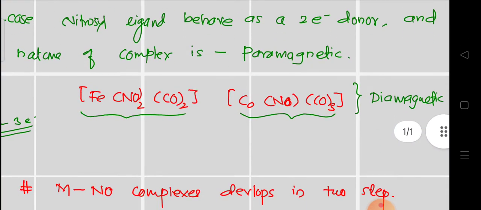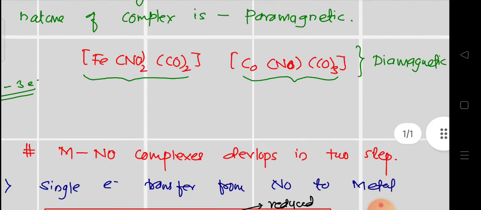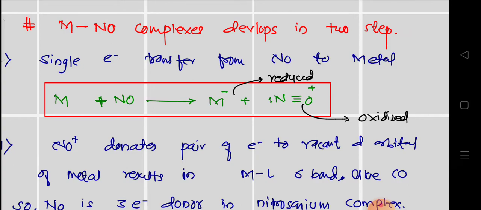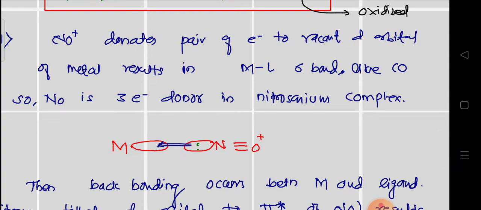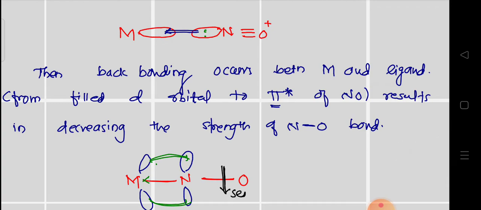Here are some examples. Many times the first electron is donated from pi star and then from the sigma to pz. So metal nitrosyl complexes develop in 2 steps. As already told, in the first step NO loses a single electron, NO becomes NO plus, and the metal becomes negative. Then in the second step, the NO, which has a filled orbital, donates the electron pair to the metal ion, forming a sigma bond and then back bonding. This is the actual bonding that takes place in metal nitrosyl complexes. I hope all of you are getting my points.